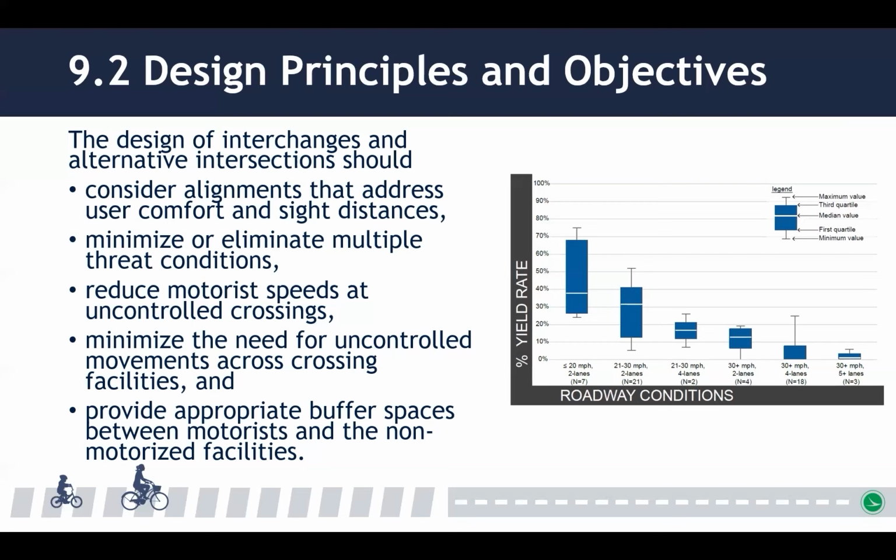While the route through the intersection or interchange may vary from a traditional intersection, it is still imperative to follow best practices for pedestrian and bicycle design guidance outlined in this guide. These practices are listed here. Consider alignments that address user comfort and sight distances, minimize or eliminate multiple threat conditions, reduce motorist speeds at uncontrolled crossings, minimize the need for uncontrolled movements across crossing facilities, and provide appropriate buffer spaces between motorists and the non-motorized facilities.